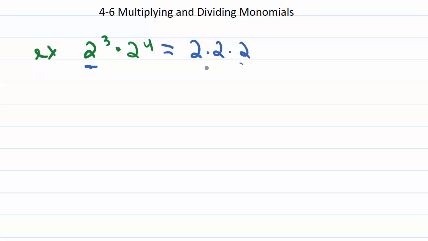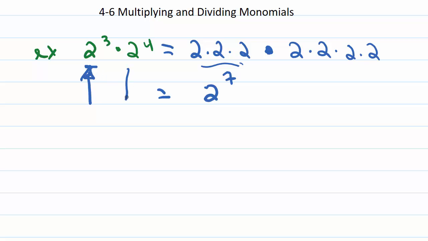Okay, so there's 2 cubed, and I'm going to multiply this by 2 to the 4th. Well, what's 2 to the 4th? 2 to the 4th is 4 2's multiplied together. There they all are. So what I've got in total is 1, 2, 3, 4, 5, 6, 7 2's all multiplied together. Well, I could simplify that using an exponent and say that is 2 raised to the power of 7, because 3 2's multiplied together times 4 more 2's multiplied together give me a total of 7 2's multiplied together. Notice this works because I'm multiplying like bases.